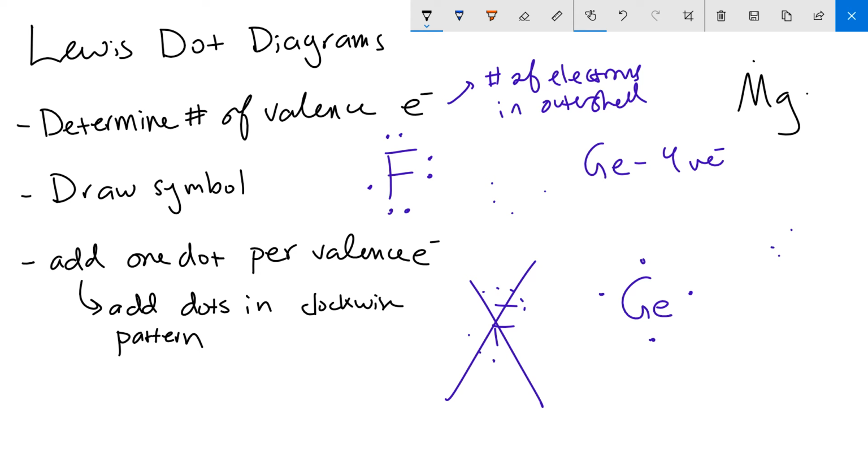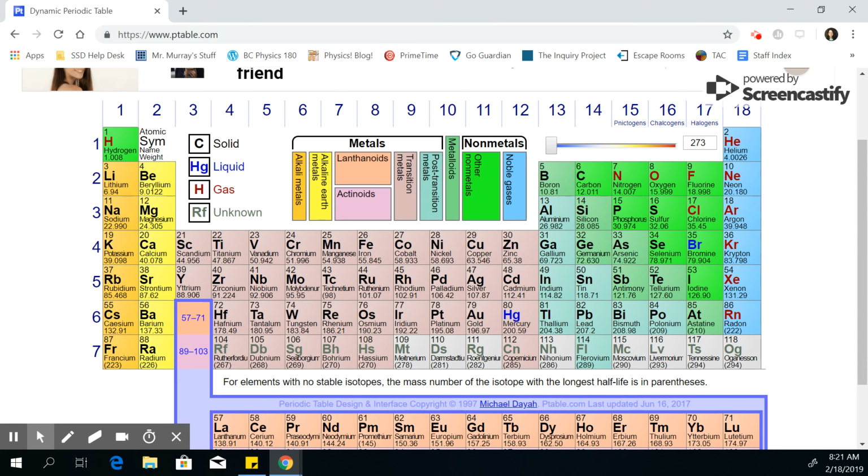This is just to kind of guide us and help us along to draw our dot diagrams. We're going to get more complicated with them. We're going to combine elements and stuff like that. But this is just to start us off. So hopefully that was helpful.